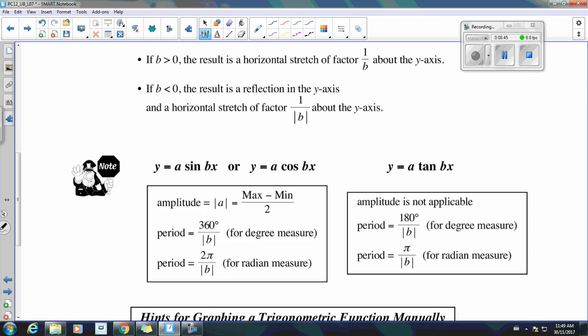So here are our guidelines. These are not on your formula sheet, and they're something that I think most people do best if they just remember them. So the amplitude is the absolute value of a, or you can always think of it as your max minus min divided by 2. The period of a sine or cosine graph in degrees is 360 divided by the absolute value of b, and again, it's the absolute value because we never talk about a negative period. Same thing in radians, it's 2 pi divided by the absolute value of b. The tangent graph has a different period. We should know what the period of the tangent graph is, but we don't need to worry about transformations today.